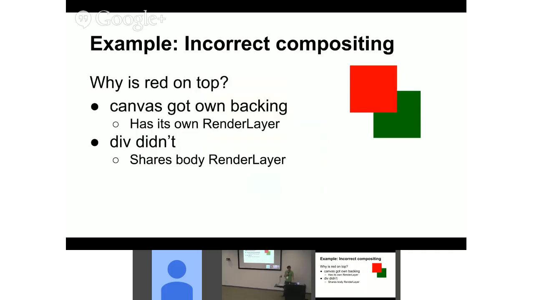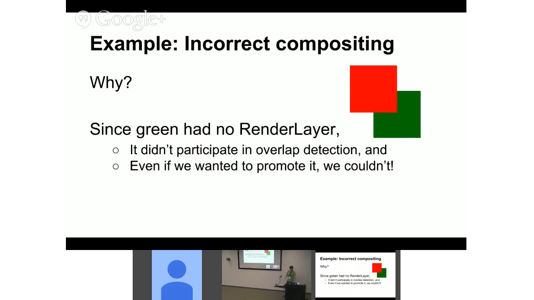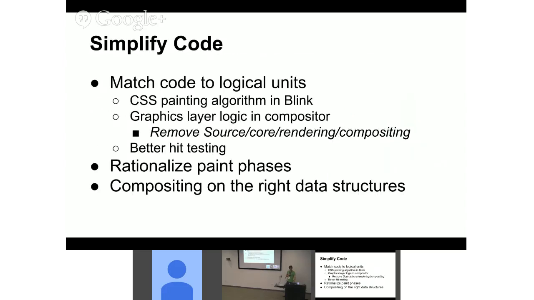And why did it happen? Oh, this is a statement of why it's wrong. The canvas got its own backing and it popped on top, but the div shares the body's render layer, so it paints in behind it, which is a real drag. And this restates what I said to you earlier, so I'm going to just skip right over that.